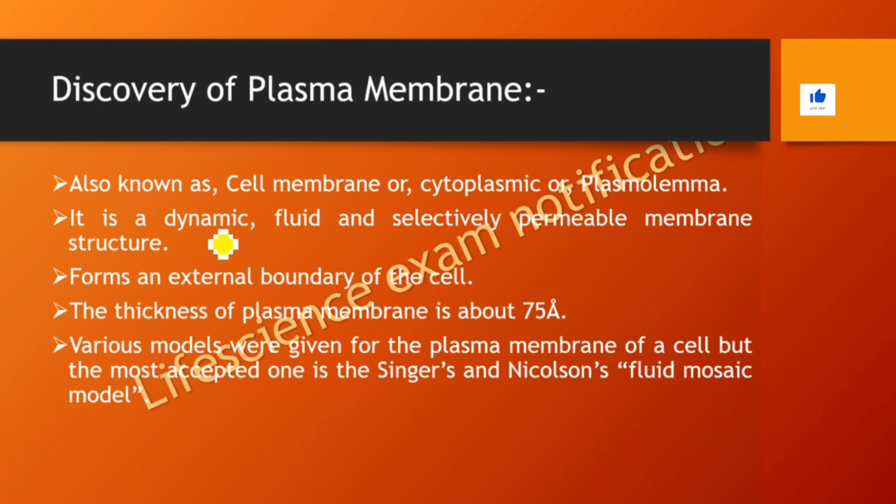So now the fourth model of the plasma membrane, that is the unit membrane model. The unit membrane model is also known as the protein lipid bilayer protein model. It was given in 1935 by Robertson.